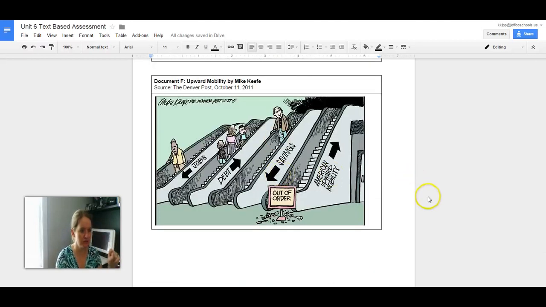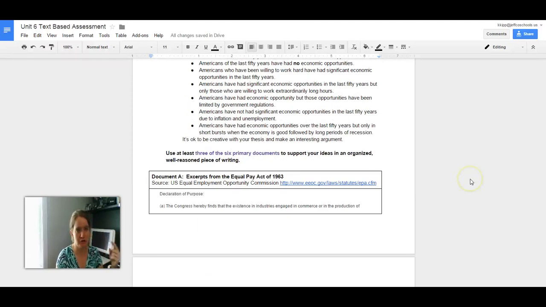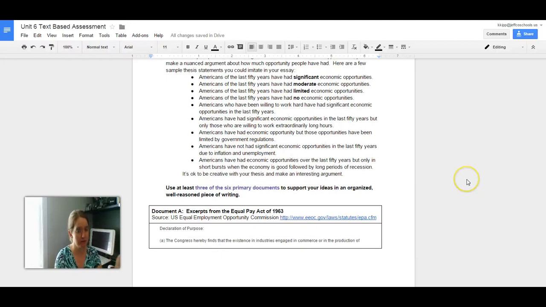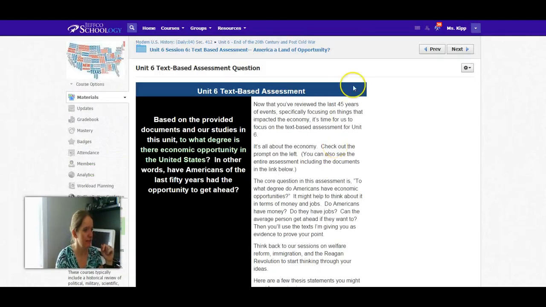All right, so you're going to look through these documents and decide which three, and you can use more than that, which three do I feel like would best support the argument that I'm trying to make, depending on what you pick. All right, so that's the text-based assessment.